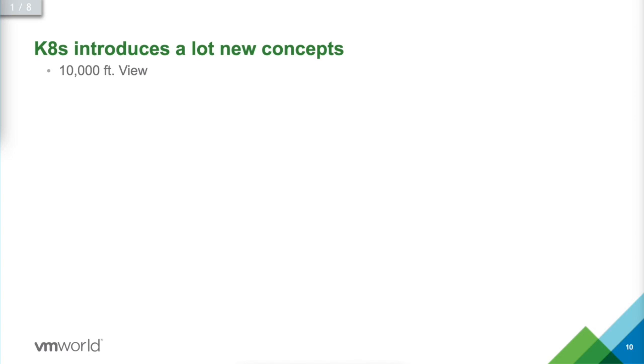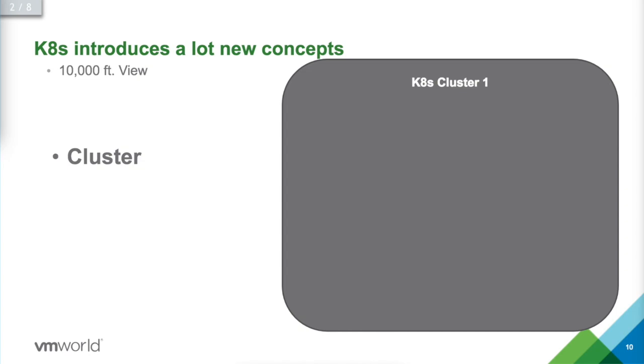Let's have a very high-level view of Kubernetes. First, Kubernetes comes as a cluster. Kubernetes is in reality a fully distributed platform composed of three main elements.